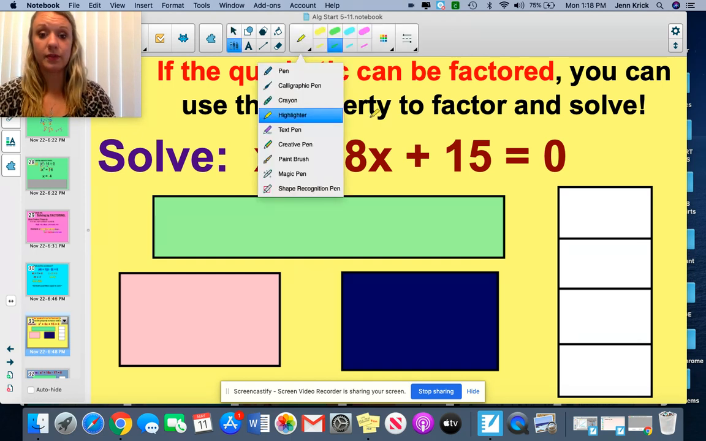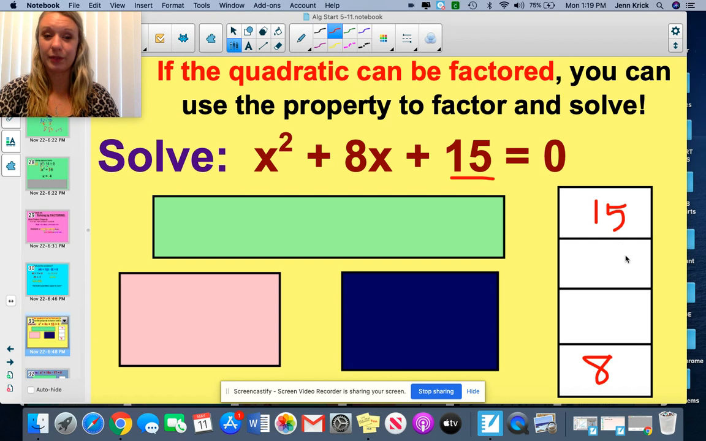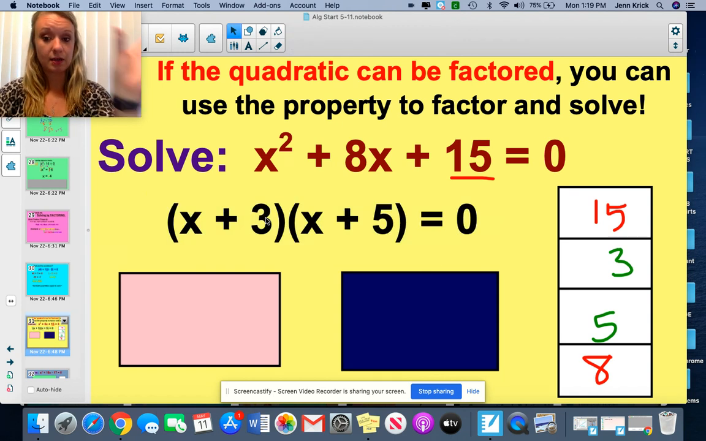I know that to get my two binomials, I'm going to need two numbers that multiply to C and add up to B. So what are two numbers that multiply to 15 but add up to 8? And I bet you guys can probably come up with it pretty quick in your heads that it's going to be 3 and 5. So when I factor this, it'll be x plus 3, x plus 5, all of that equal to 0.